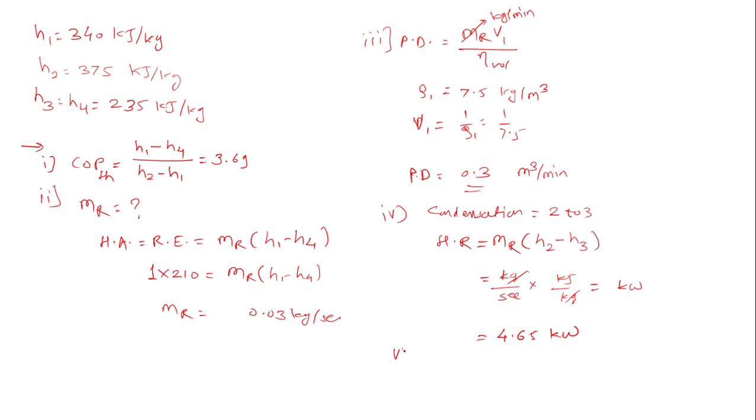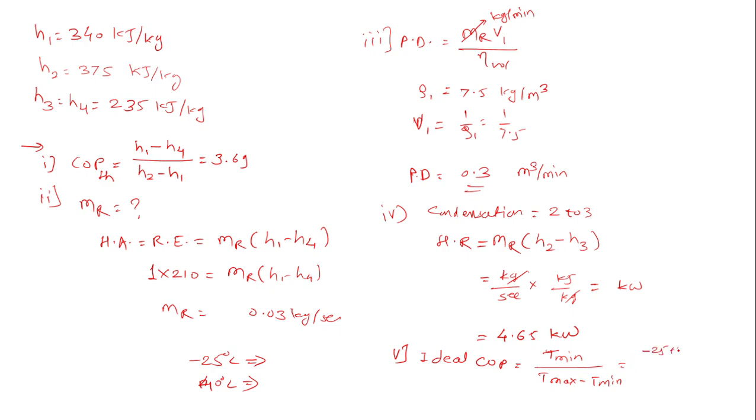Lastly, the fifth bit is the ideal COP. The formula is very simple: T min upon T max minus T min. You have both the temperatures. T min is the evaporator temperature, minus 25 degrees Celsius, and the maximum temperature is 40 degrees Celsius. However, you must take one care: convert these temperature values from degree Celsius to degree Kelvin without fail, otherwise your answer will be wrong.